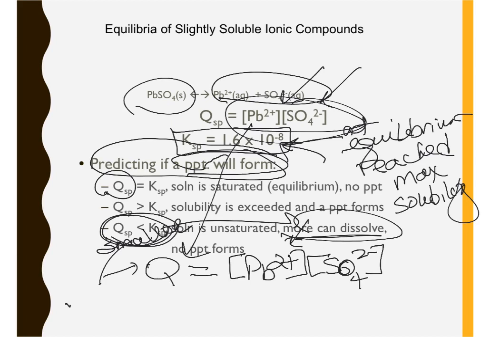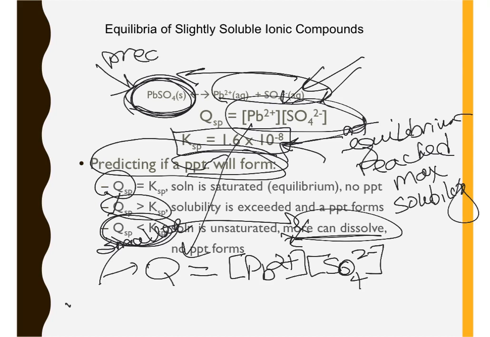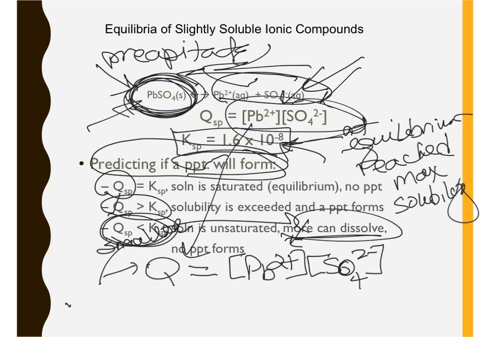If Q is larger than K, that means there's too much ion in solution. You've exceeded the Ksp value, and it's going to go in the reverse direction, which means you're going to make more of the undissolved stuff. And remember, an insoluble solid is what a precipitate is. So if they're asking, will a precipitate form, they're asking you, will the reverse reaction proceed or predominate to make the insoluble solid fall out.